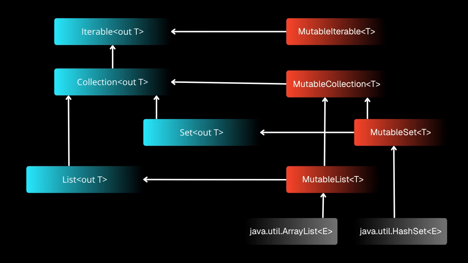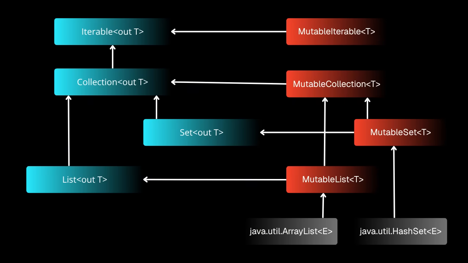On the left side, you can see the Iterable, Collection, Set, and List interfaces, all of which are read-only. This means that they do not have any methods that would allow modification. On the right side, you can see the MutableIterable, MutableCollection, MutableSet, and MutableList interfaces, all of which represent mutable collections. Notice that each mutable interface extends the corresponding read-only interface and adds methods that allow mutation. This is similar to how properties work. A read-only property means just a getter, while a read-write property means both a getter and a setter.